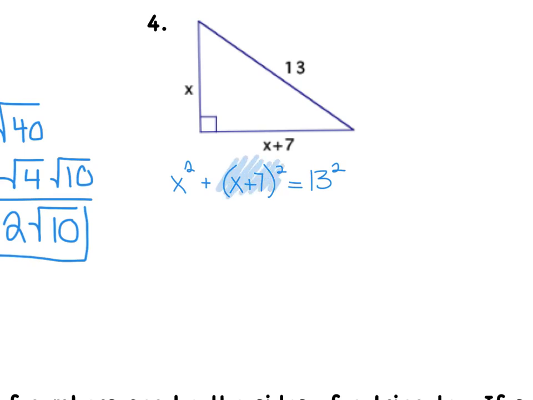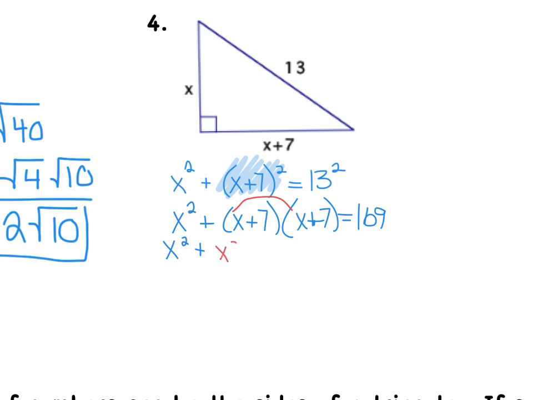All right, so what we're going to do is FOIL it. We're going to write it twice. x plus 7 quantity squared is x plus 7 times x plus 7. And this is going to equal 13 squared, which is 169. Okay, so I'm going to have x squared plus, when I FOIL this, first times first, x squared, outer plus 7x, inner plus 7x, and then last times last is plus 49, and this is going to equal 169.